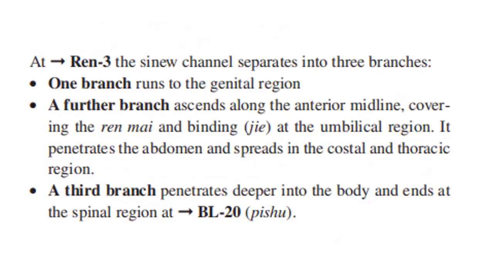At Ren 3, the sinew channel separates into three branches. One branch runs to the genital region. A further branch ascends along the anterior midline, covering the Ren Mai and binding at the umbilical region. It penetrates the abdomen and spreads in the costal and thoracic region. A third branch penetrates deeper into the body and ends at the spinal region at Bladder 20.